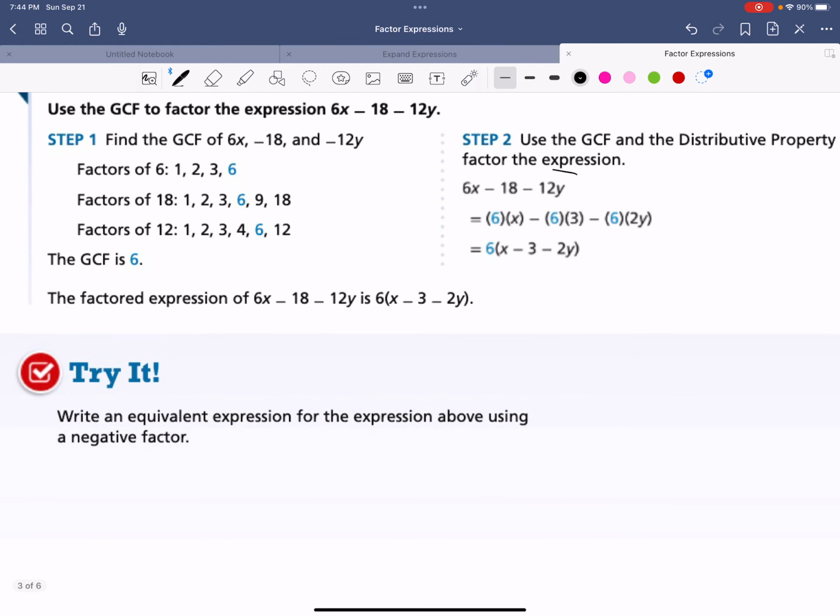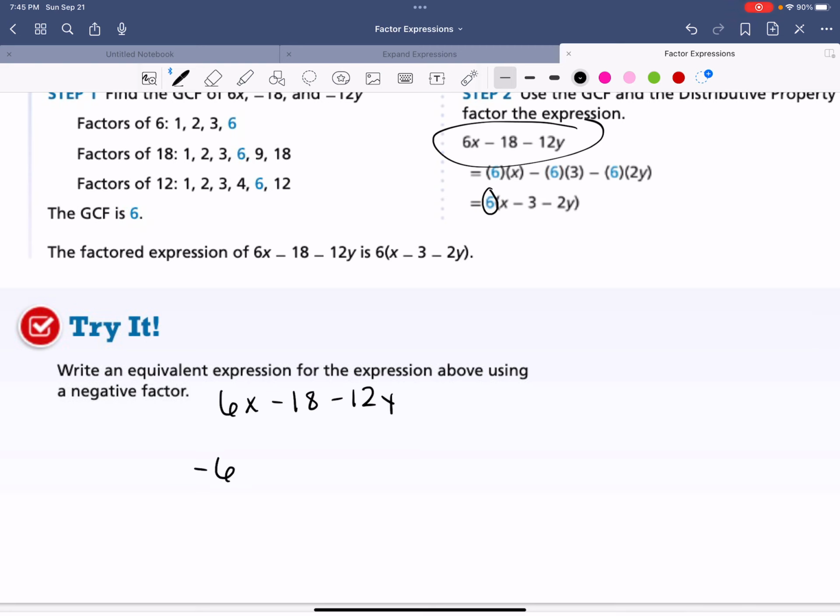So they want us to take the one over here, 6x minus 18 minus 12y. And they have already told us that our greatest common factor is a 6, because that's what they pulled out. But they want us to pull out a negative factor, so a negative 6. Well, negative 6 times what would give me positive 6x? Well, that's actually a negative one, because remember, two negatives make a positive when we're multiplying. So I can just do negative 1x or negative x.